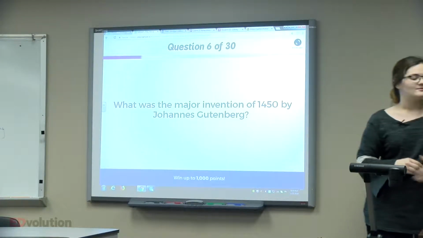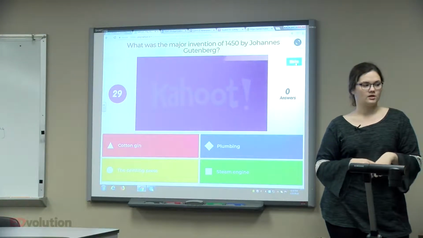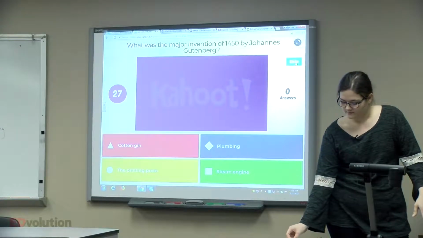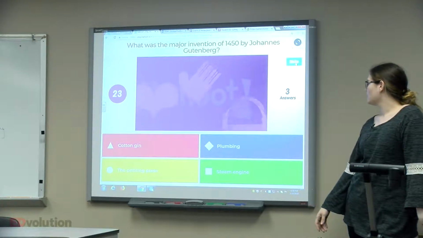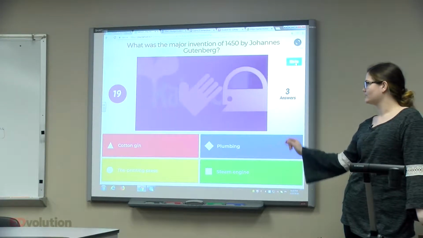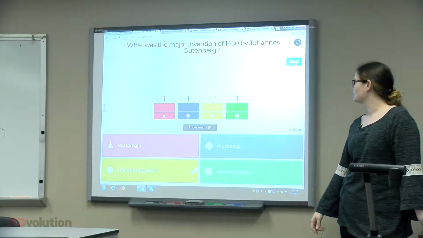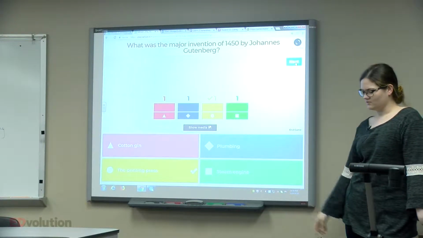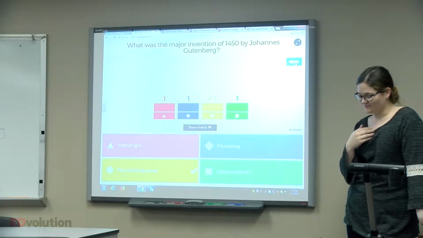All right. What was the major invention of the 1450s by Johannes Gutenberg? Yeah, because when I transposed this to a Word document, it said cotton gun instead of cotton gin. Lots of weird, funny things happened. All right. Yeah, so it was Johannes. Yeah. That was definitely the printing press.